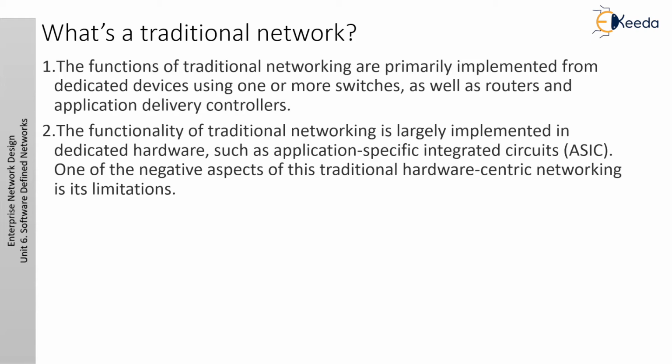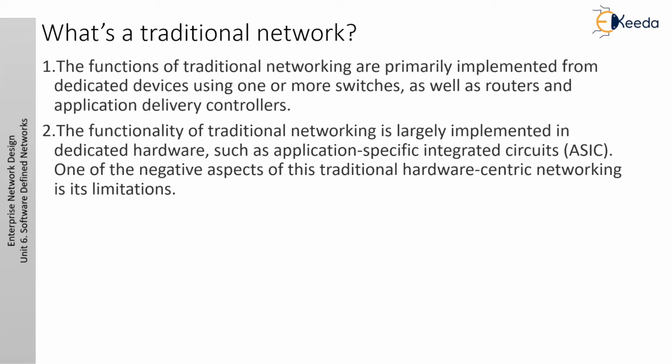Traditional networking is primarily implemented from dedicated devices like routers. You have routers in your home, as well as switches, application delivery controllers, etc. The second thing is that the functionality of traditional networking is largely implemented in dedicated hardware, such as application specific integrated circuits. These are also known as ASICs, already discussed in a previous chapter.